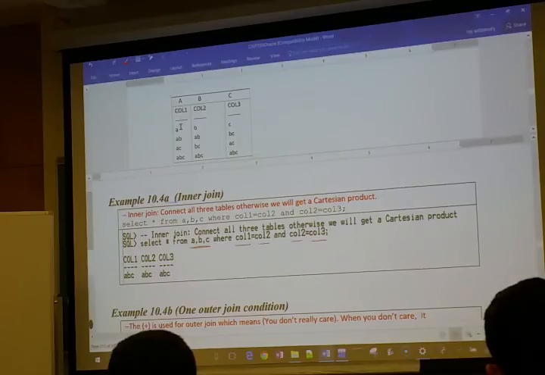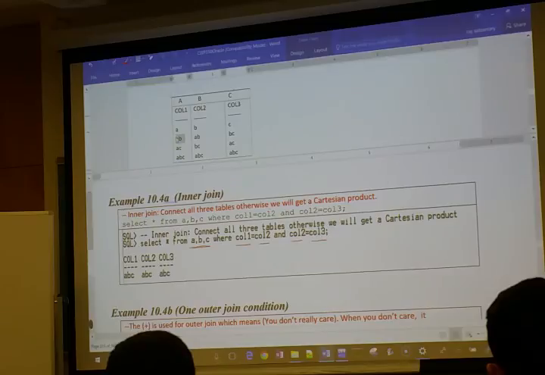Where column 1 equals column 2. Does A match up with anything in this other table, column 2? No, it doesn't, right? So then if that's the case, we abandon this.